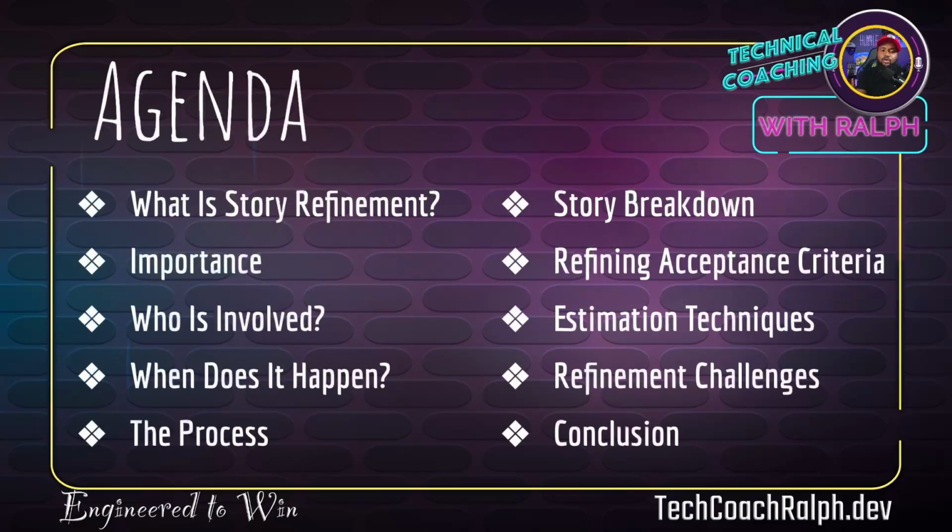All right. So our agenda for today. What is story refinement? Why is it important? Who is involved in story refinement? When does this meeting actually take place? The process of refining stories, breaking down stories, refining the acceptance criteria, how to estimate story points, and I'll probably do an in-depth video on that on its own because that's its own thing. Refinement challenges, and then we're going to wrap it up with a conclusion. But I might have a bonus in there for you towards the end, so you want to stick around and find out. All right. So let's get to it.